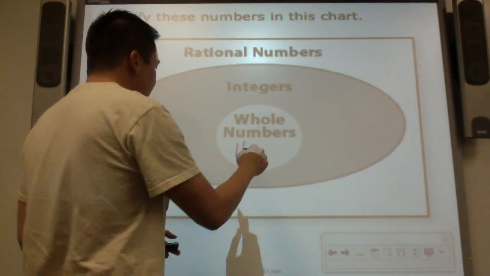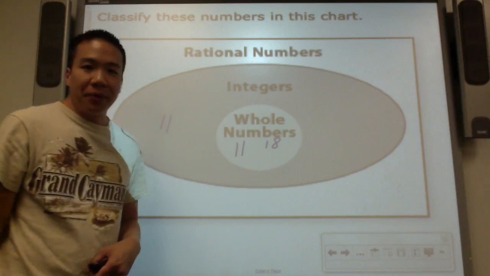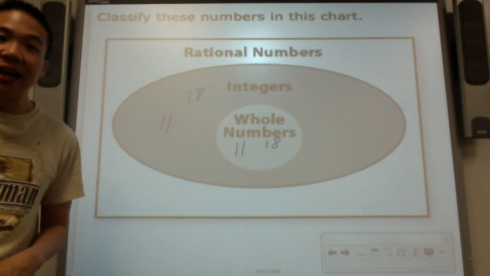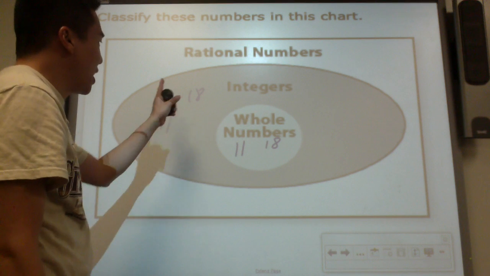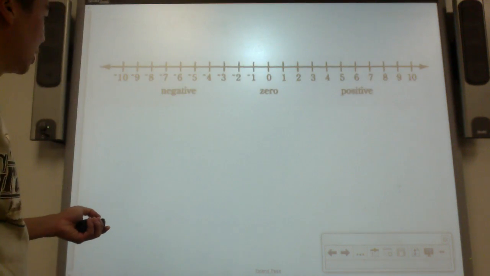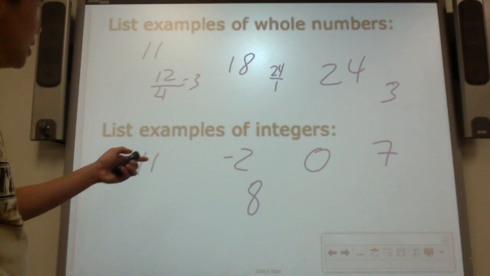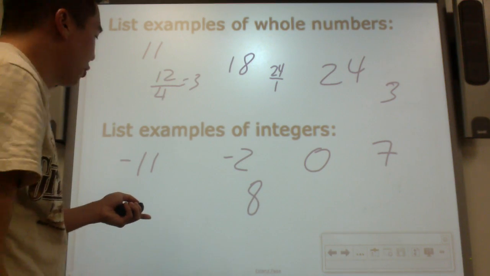18. Is 18 a whole number? Yes, but is 18 an integer? It is also an integer. Positive or negative whole number. Let's go back. What about 12 over 4?